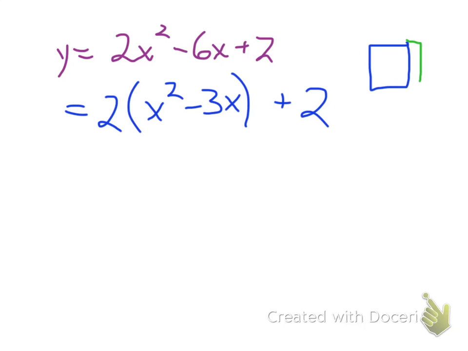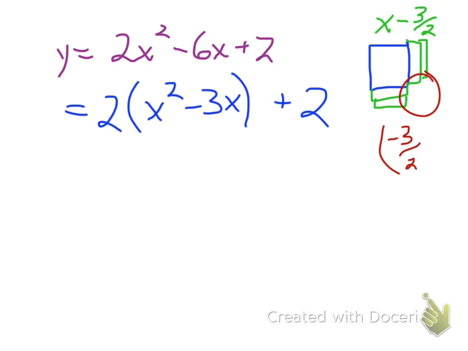So I would have 1 and then a half of 1. So I would have a side of a square being x minus 3 over 2. Same thing for the other side. But this box then down here, the one that I'm going to be adding, is going to be a negative 3 over 2 squared, because I'm taking the 1 from here and multiplying it to the 1 over here. So negative 3 over 2 times negative 3 over 2 is going to be a positive 9 over 4.